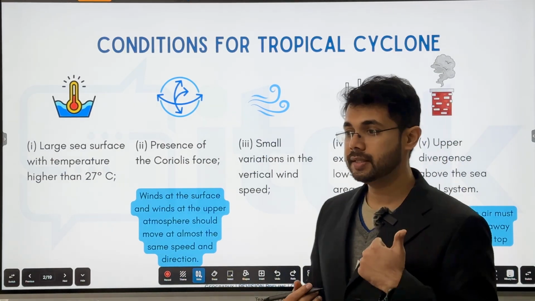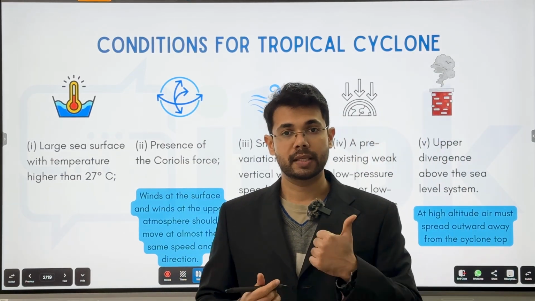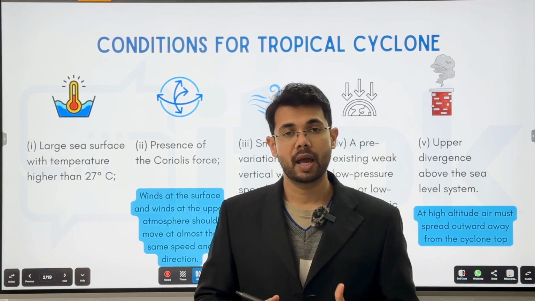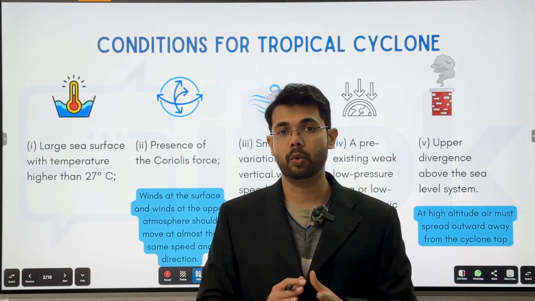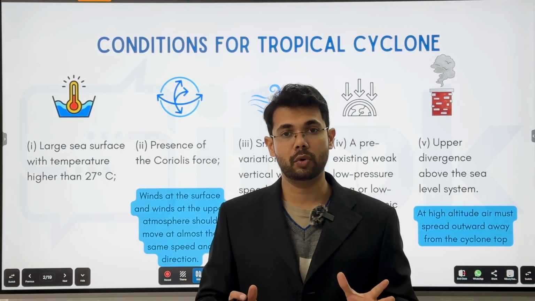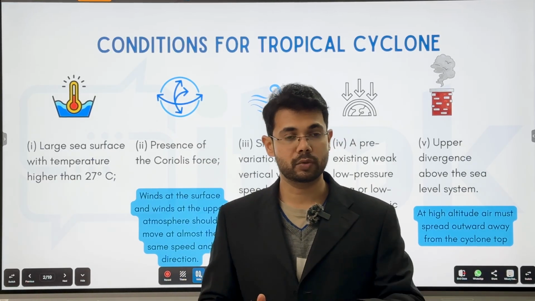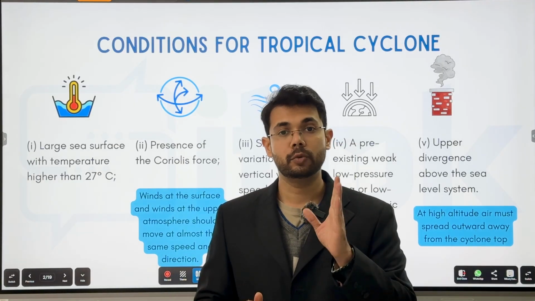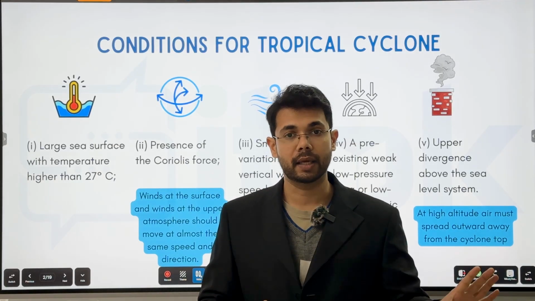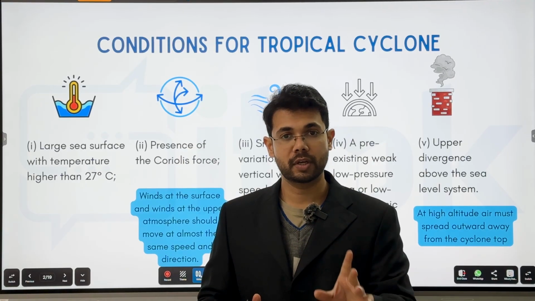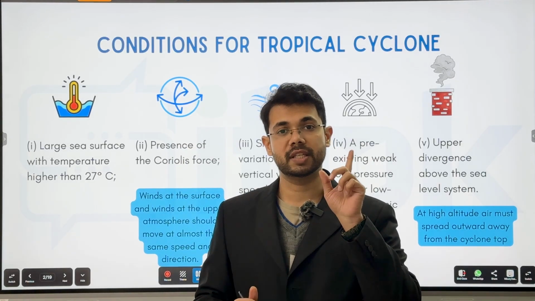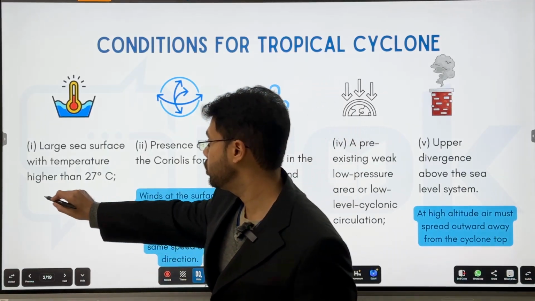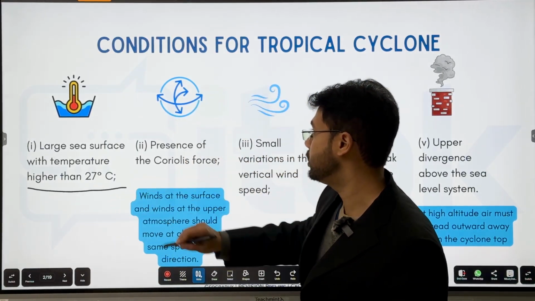Number one is sea surface temperature. The sea surface temperature given in NCERT is 27 degrees Celsius. Now whichever website or whichever other books you follow says 25, 26, 26.5, doesn't matter. You will study NCERT. UPSC knows NCERT, does not know any other thing. So UPSC is 27 degrees Celsius, NCERT says 27 degrees Celsius, that is it, 27. Sea surface temperatures should be higher than 27 degrees Celsius.